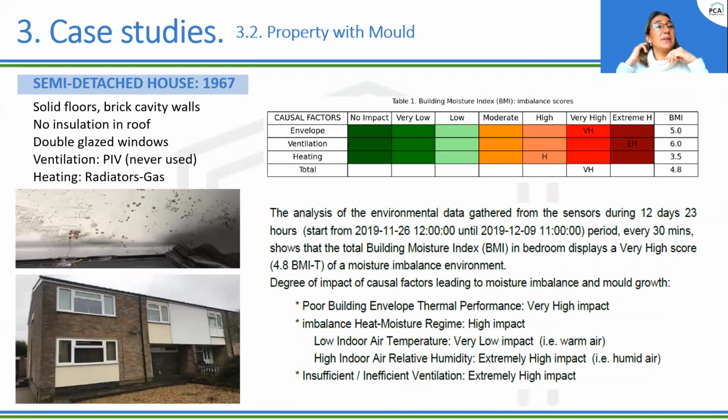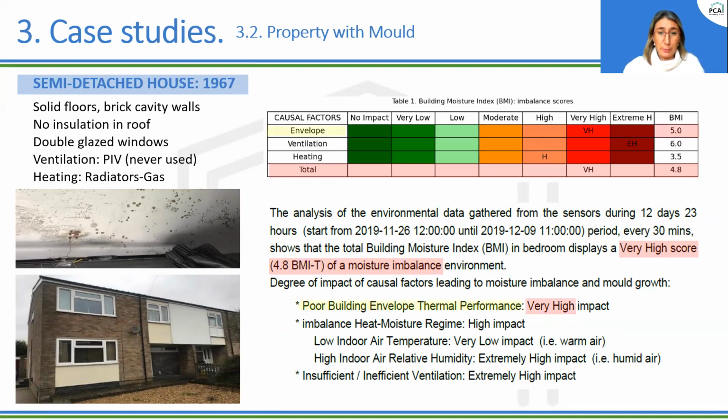By the contrary, we have this property, which is a quite dramatic case of a property with mold. So there is no insulation in the roof or a lack of insulation, and there is a ventilation, a PIV unit, which never has been used. So there is no kind of forced ventilation. So in this property, a semi-detached house, the ceiling of one of the rooms is totally affected by surface condensation and mold, and is showing a very high moisture imbalance with a score of 4.8.